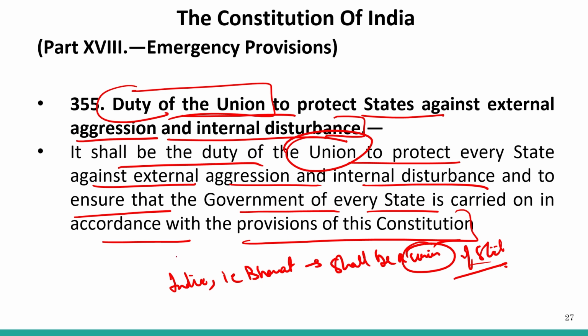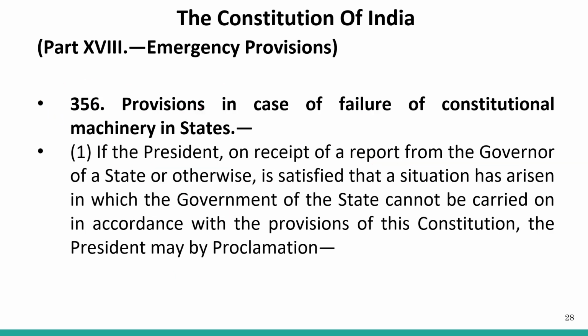If at all there are any external or internal disturbances, at that point of time, obviously the union government will take into consideration the whole governance and direct how the governance needs to take place. But it is also the duty of the union or the central government to make sure that these external or internal disturbances never take place in the first place. So who is responsible for the same? It is the duty of the union. Important for you? Not that important, but yeah, this is important.